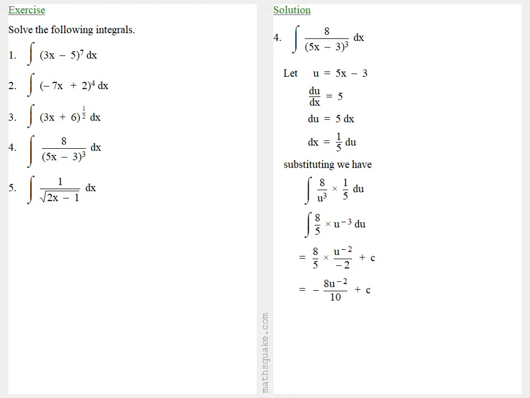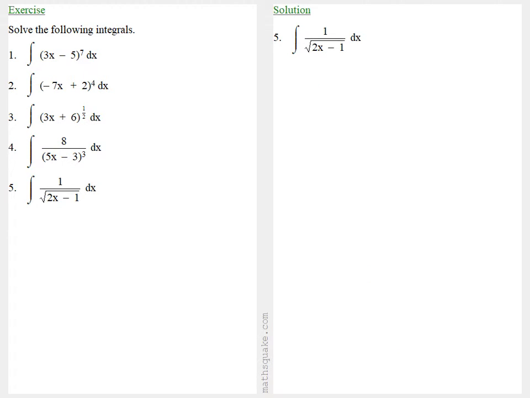Now the 8 and the 10 cancel, and u^(-2) can be written as 1 over u squared. So that's equal to -4 over 5u^2 plus c, and we can replace the u with 5x - 3, and so we have the answer. The integral is -4 over 5(5x - 3)^2 plus c.